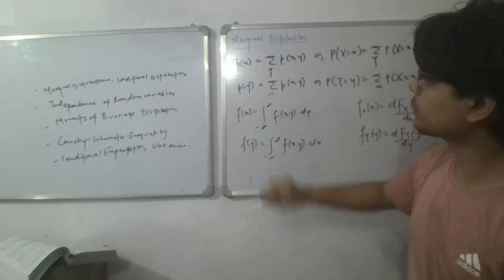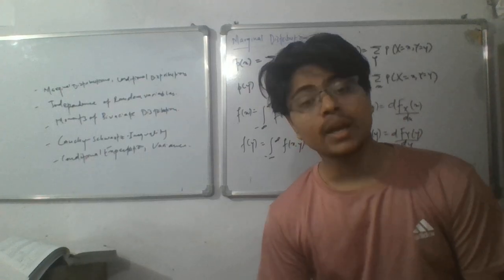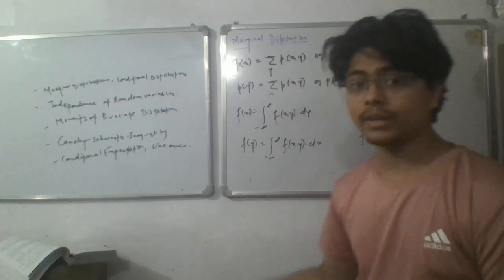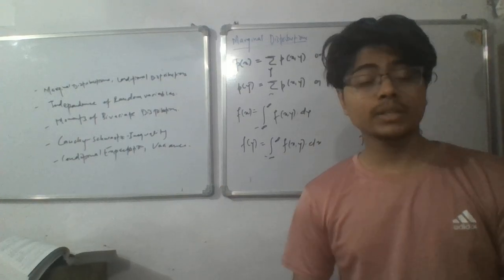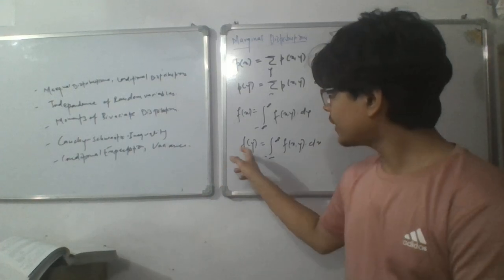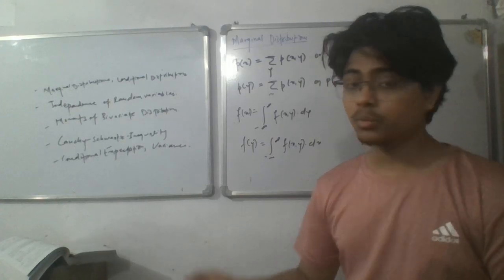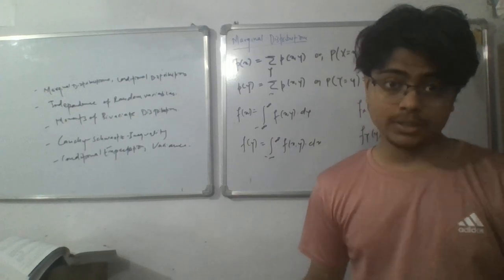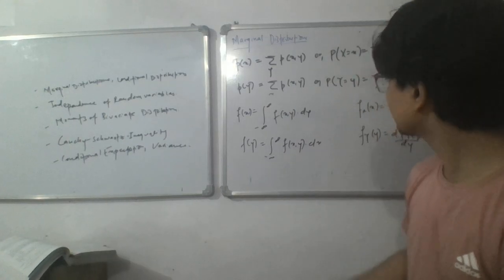For that, let's see this one. We have to find the marginal probability of x. It means we have to consider x to be constant. It means what is changing is y, that's why dy. If we consider f of y, what is the marginal? We have to find the marginal distribution on the basis of y. It means we have to consider y to be constant. That means what is changing is x, that's why dx. This is it.